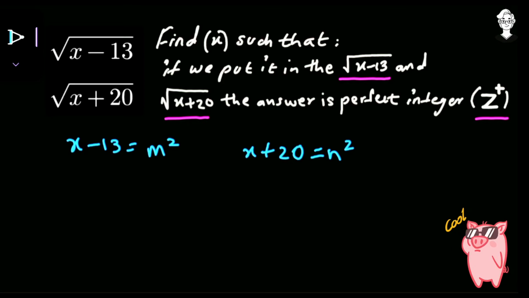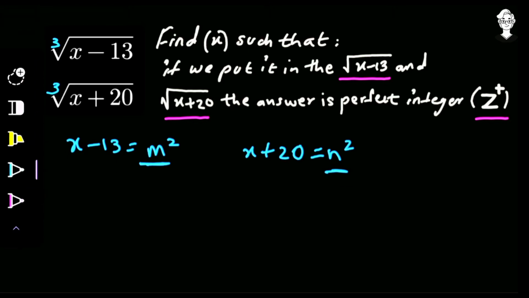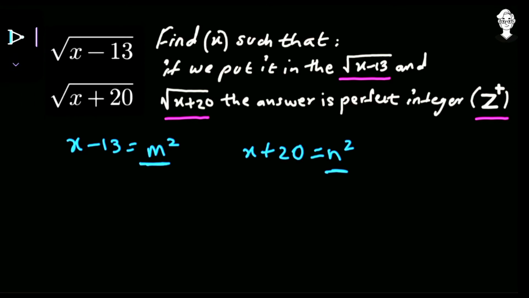Yes, this is the condition we have generated: x − 13 should be a square and x + 20 should also be a square, and we have considered them as squares already, like m² and n². If it were a cube, we would be looking for a perfect cube. Here it is a square, so we are looking for a perfect square. So the square and root cancel and we get a perfect integer. Okay, let us move further.